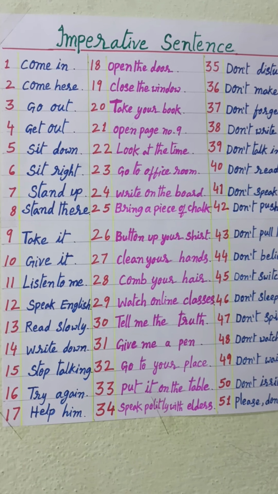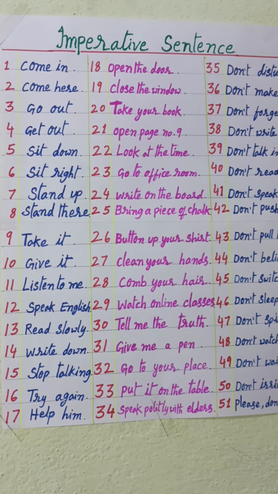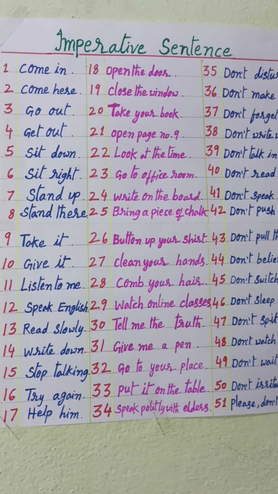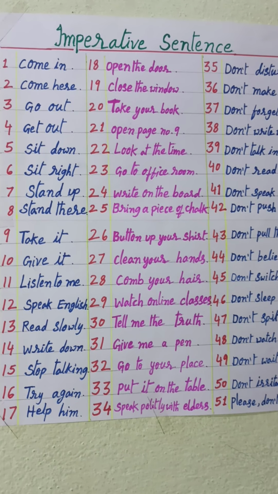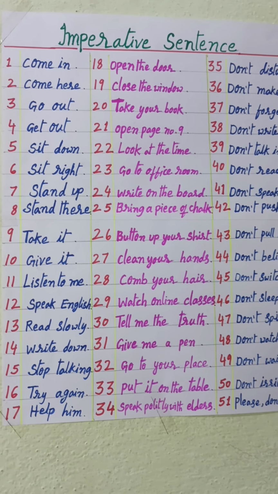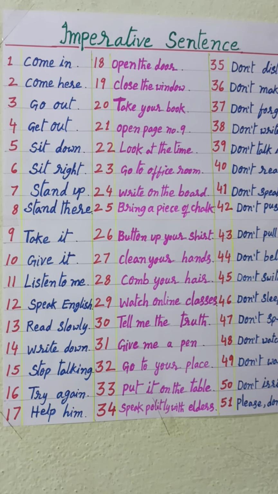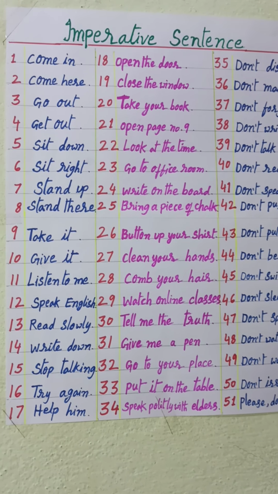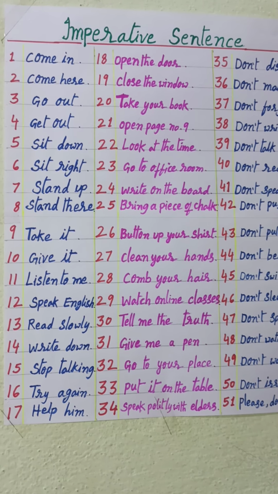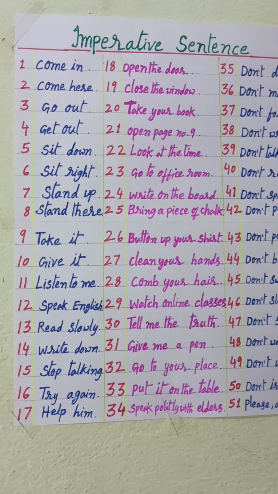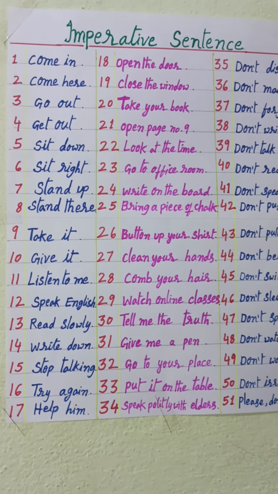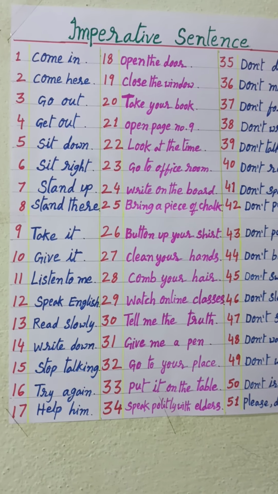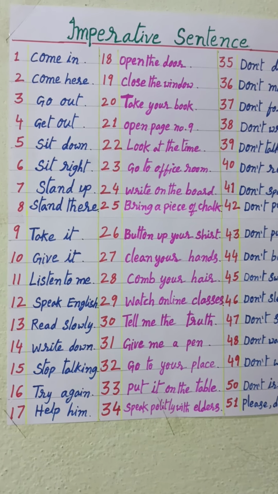For example, serial number 1, come in. Here we don't write subject. If you write subject, you come in, it is changed into assertive sentence. So we don't write subject, that is come in. It is imperative.